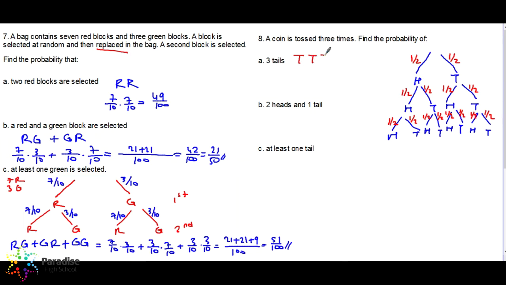Now, 3 tails. What is the possible outcome? It can be T, T, and T. So 1 over 2 times 1 over 2 times 1 over 2, it can be 1 over 8.